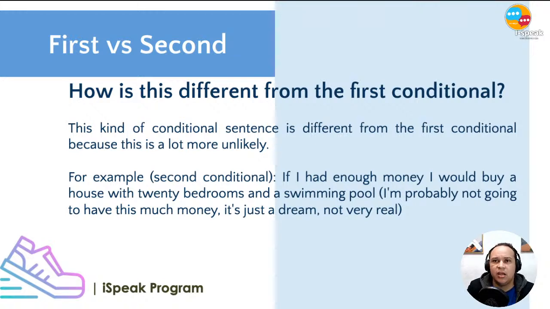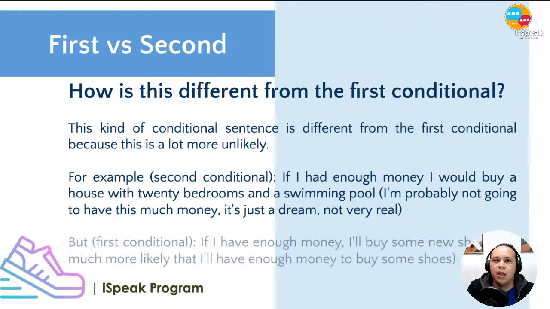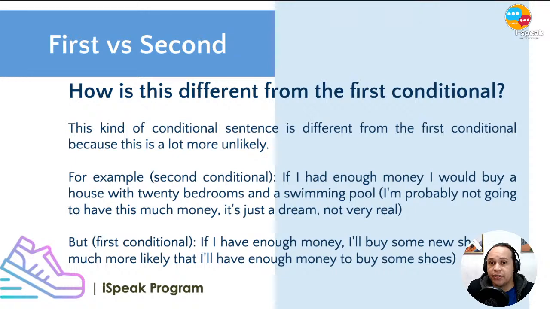And yeah, why not a swimming pool? So in other words, I am probably not going to have this much money, and it's just a dream, right? It's not very real. And another thing you need to keep in mind is that the first conditional, on the other hand, talks about something that is more related to something that might happen, right? That's not your imagination. It could happen, right?